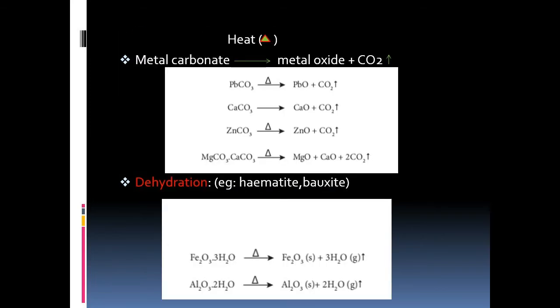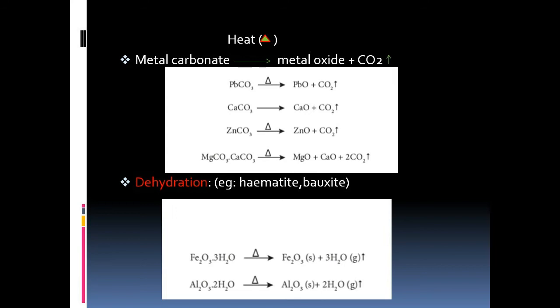Here this is the general equation. We are taking metal carbonates and heating in the absence of air. It gives metal oxide, then carbon dioxide evolves as a gas. Look at the equation. We have taken cerussite, PbCO3, then CaCO3, ZnCO3. When we heat these, they convert into metal oxide. PbCO3 converts into lead oxide, PbO, along with the removal of carbon dioxide gas.